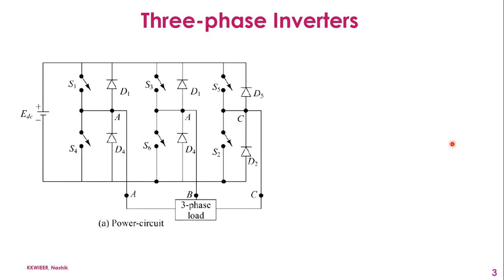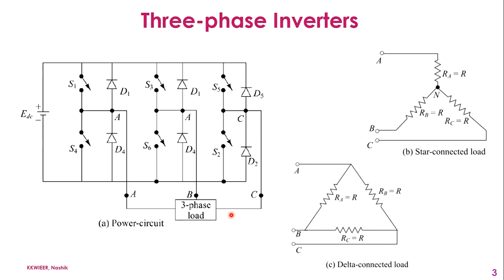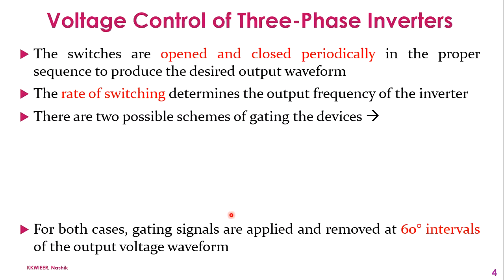So let us revise. This is a block diagram of the three-phase inverter, which consists of 6 switches S1 to S6 and 6 feedback diodes D1 to D6, which are shown over here. At the input side, the DC supply voltage EDC is given, and at the load side a three-phase load is connected. It may be of a star connection or delta connection. The switches are opened and closed periodically with a rate which determines the output frequency of the inverter.